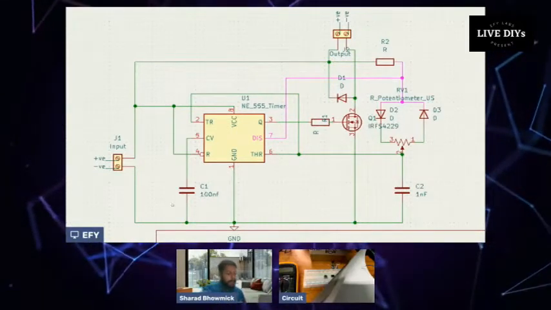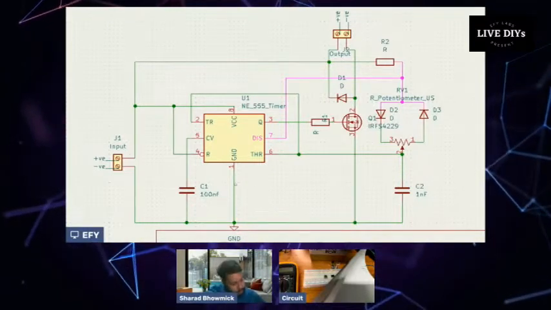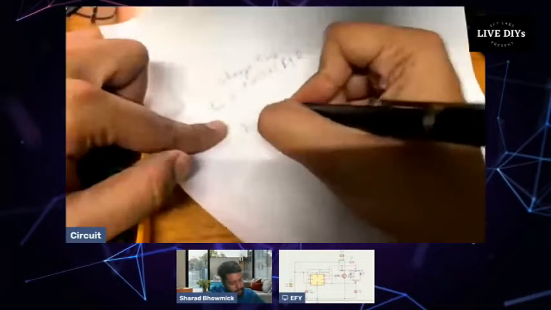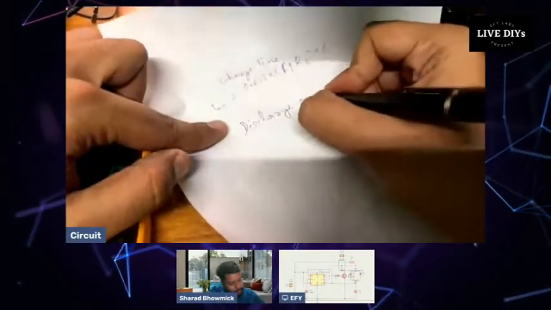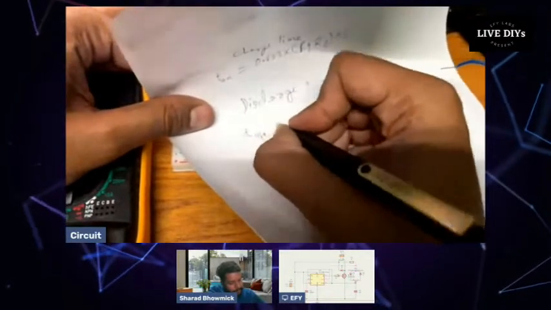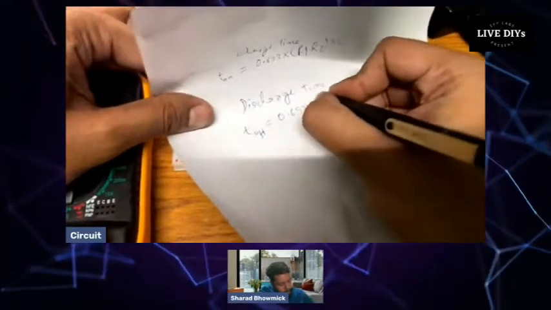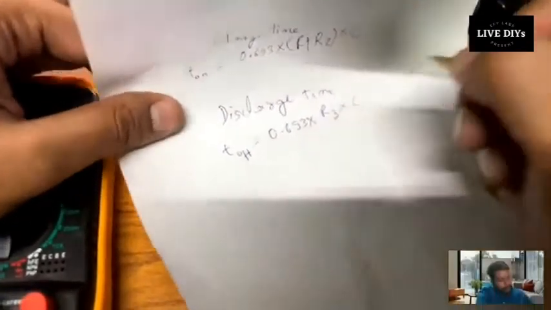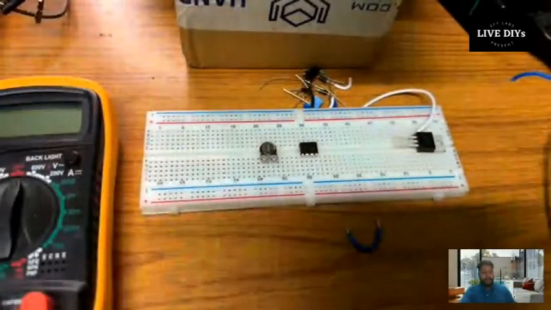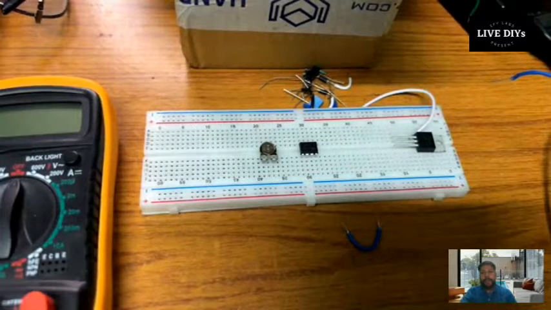So this was the charging time, and now the discharge time is also denoted as T off, and it is 0.693, again the same, into R3 into C. This 0.693 is constant. So now we can design a circuit in such a way that we can control the PWM signal as per our needs by changing the values of R1, R2, R3, and C.